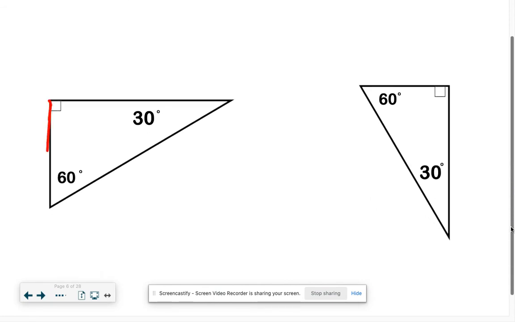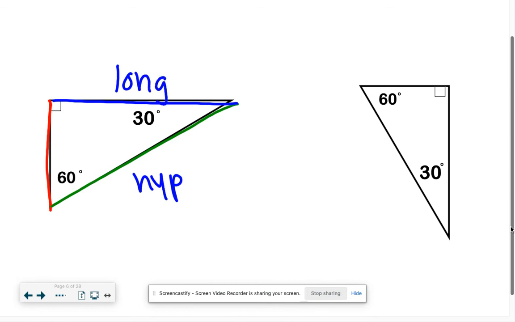So I'm just going to color code these so it's easier to talk about. Okay, let's start with the easy one. What's our green leg? Hypotenuse, right? It's across from that right angle. Just add some H. That works. What is the blue side? The long, which makes the red medium. Short. Medium.